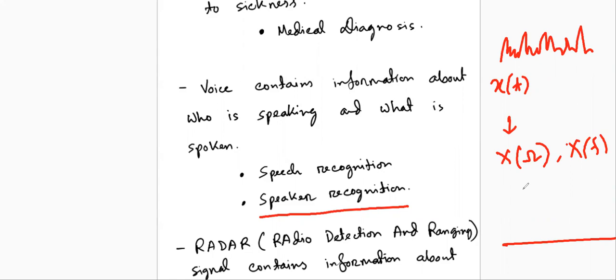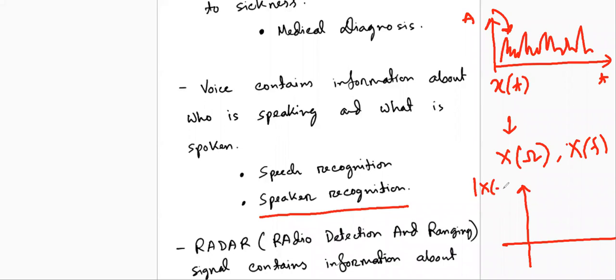Just for simplicity, I'm drawing this. So this is in the time domain, where this represents t, and this represents the amplitude of that signal. And here, this is the frequency domain, where this y-axis is the amplitude of that signal, and in the x-axis, that is omega for different frequencies.